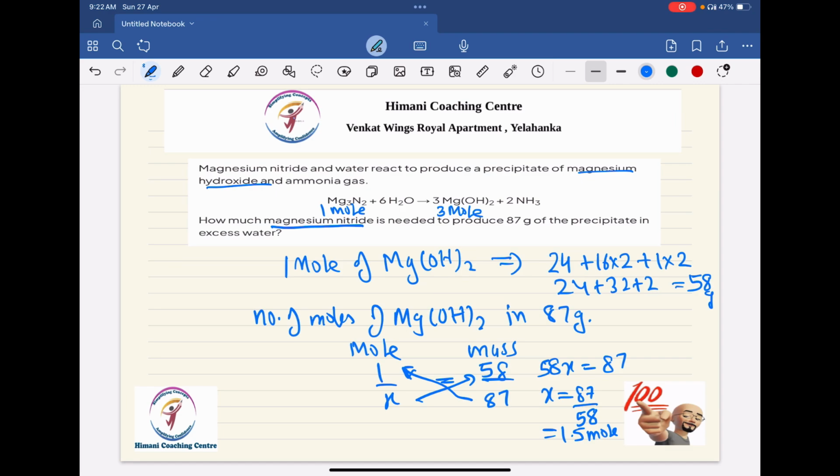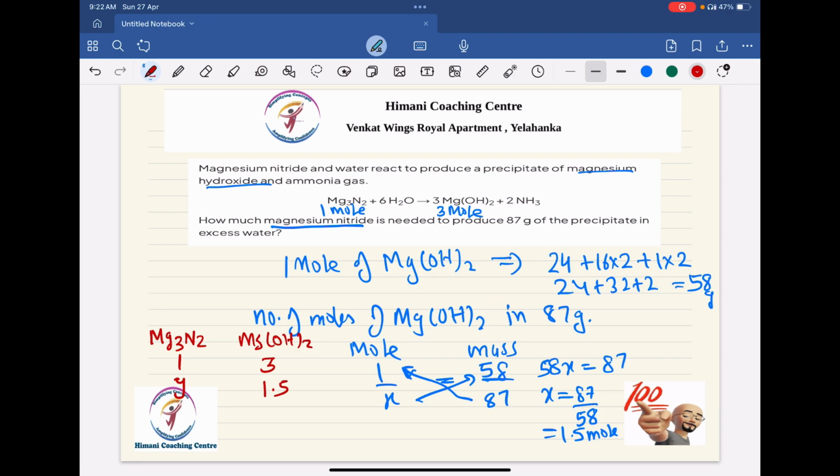Now we will go back to the question and see what the ratio is. We have Mg3N2 and we have Mg(OH)2. So if 1 mole of this is there, it is 3 moles here. So if it is 1.5 moles, how many moles here? That would be Y.